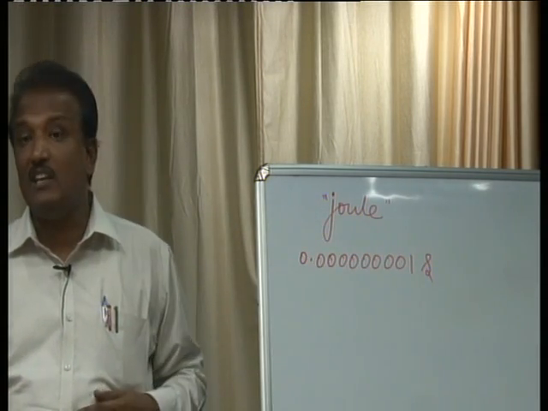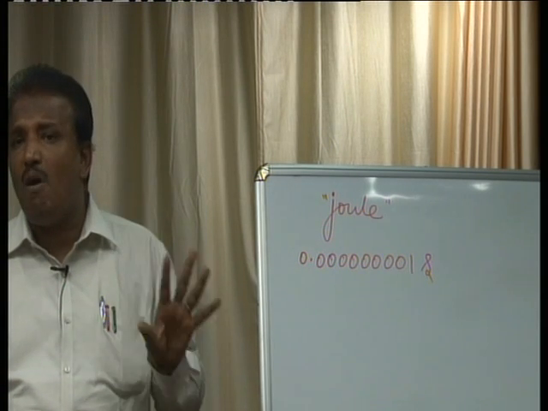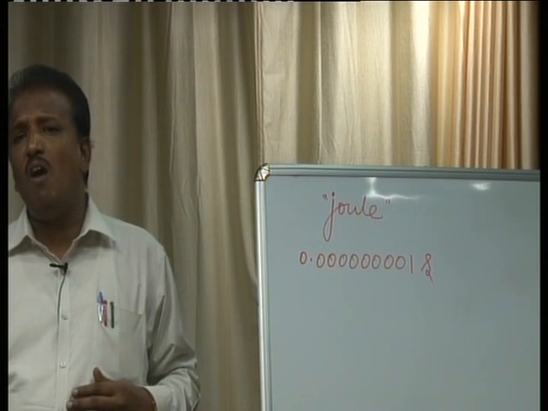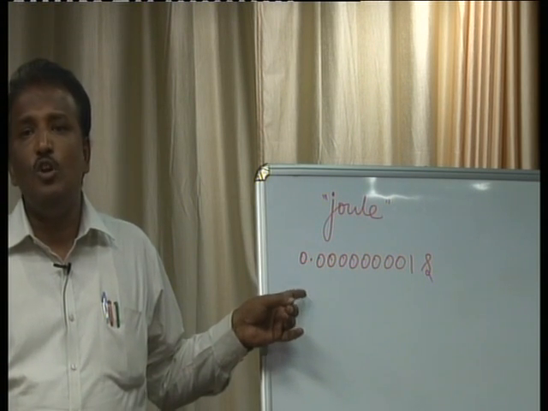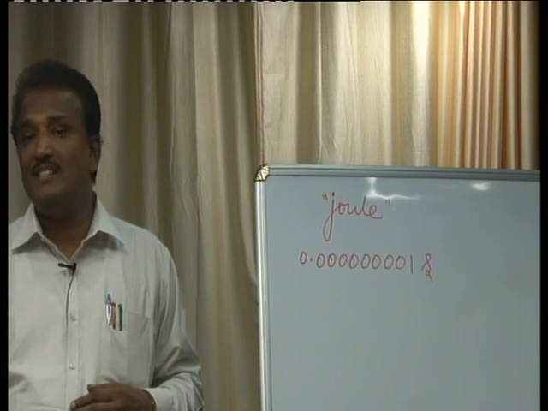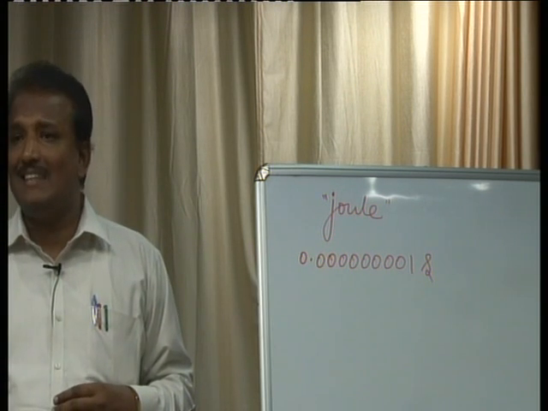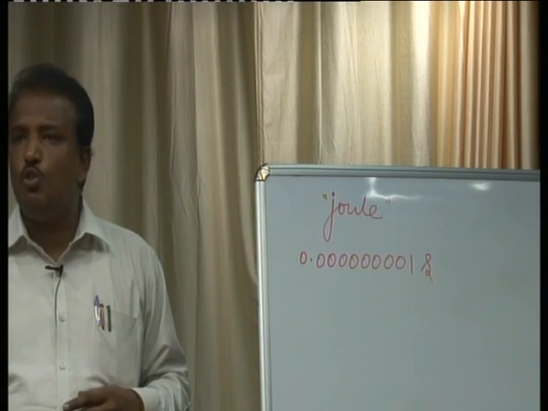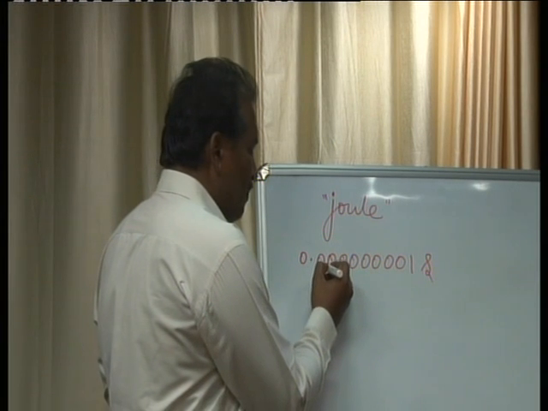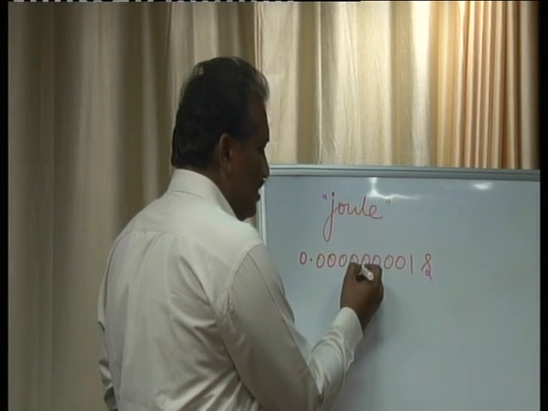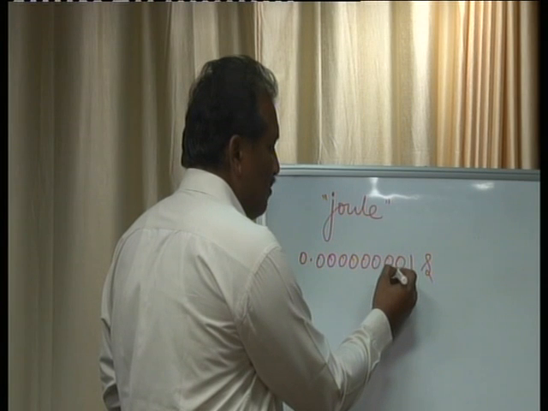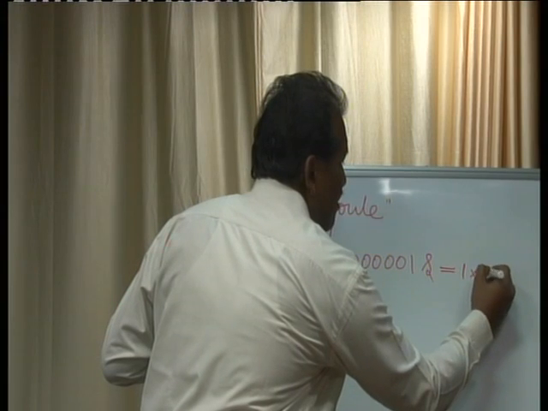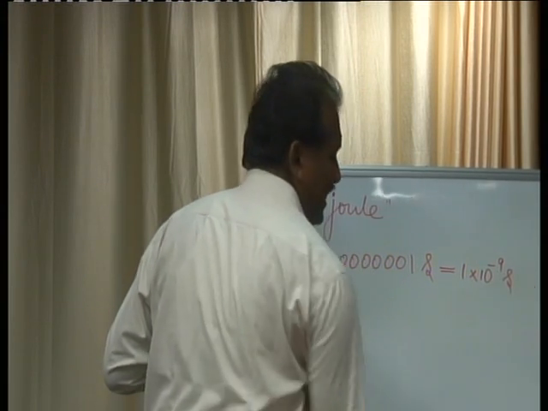0.000000001 second. This is a very small time, but it is measurable. To express very small physical quantities of this type, there is a facility in the SI system. Instead of writing it out, it can be expressed in terms of 10 to the power of something. For example, 10 power minus 1, minus 2, minus 3, minus 4, minus 5, minus 6, minus 7, minus 8, minus 9. This is equal to 1 into 10 power minus 9 second.